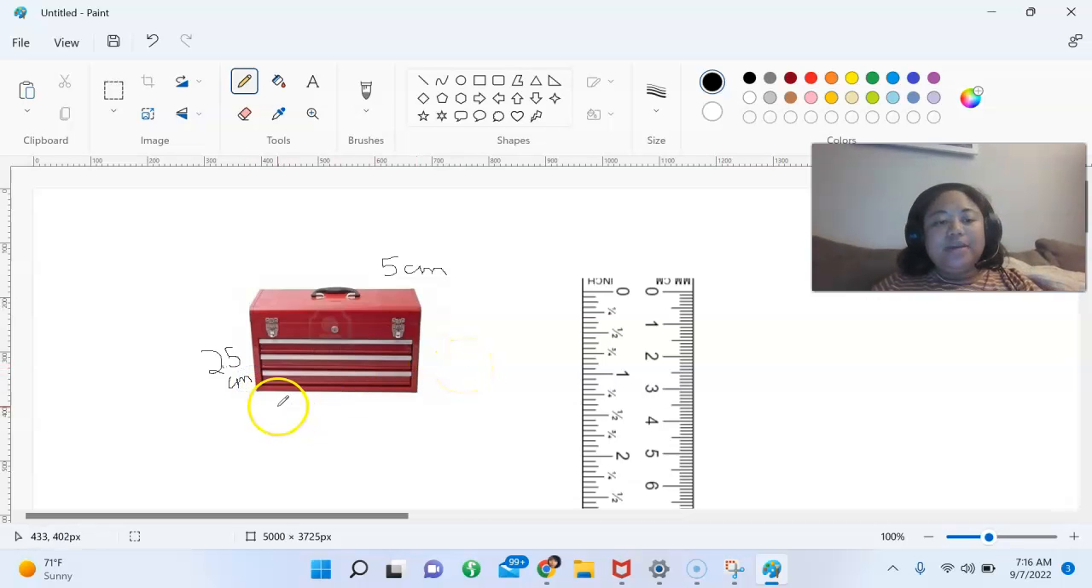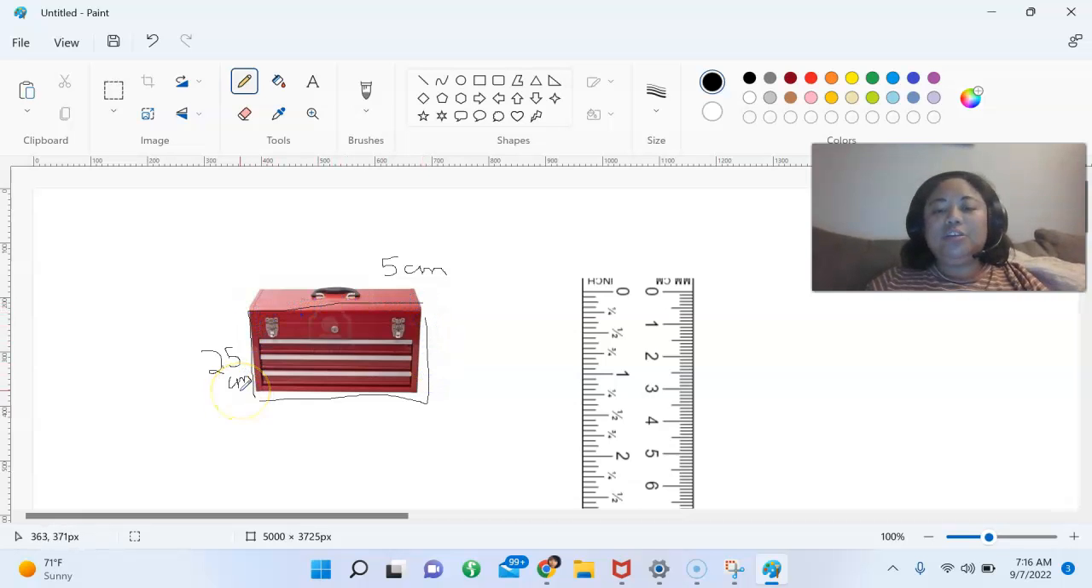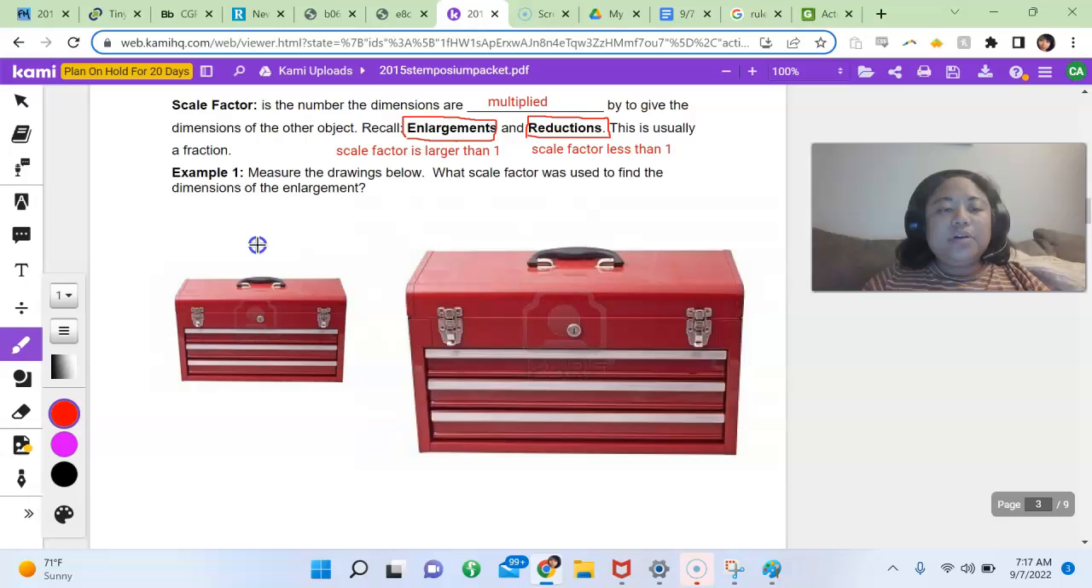So you go ahead and measure the sides of this box. You do that with your ruler in centimeters. Pause this video and find the sides of this box. Okay, once you have the sides of this box, you're going to go ahead and do the same thing to the larger box.